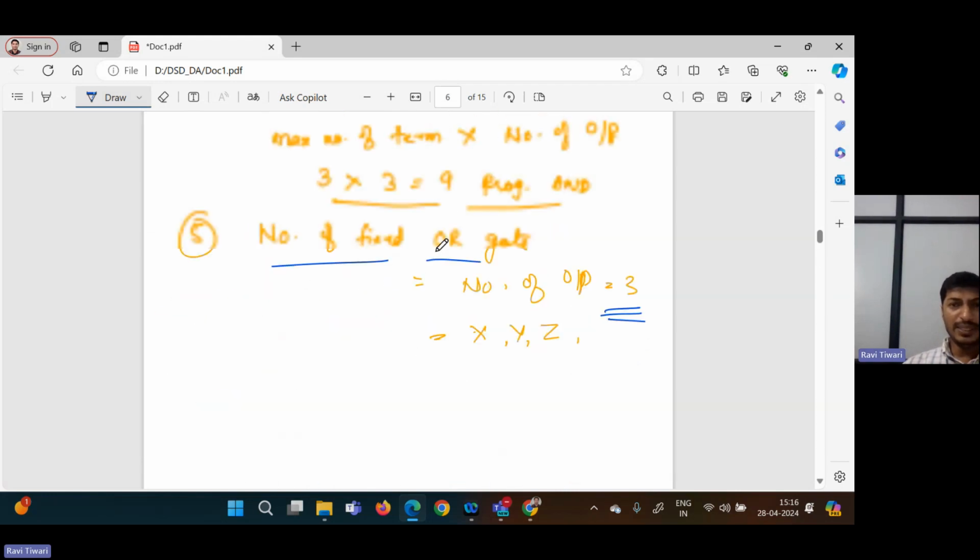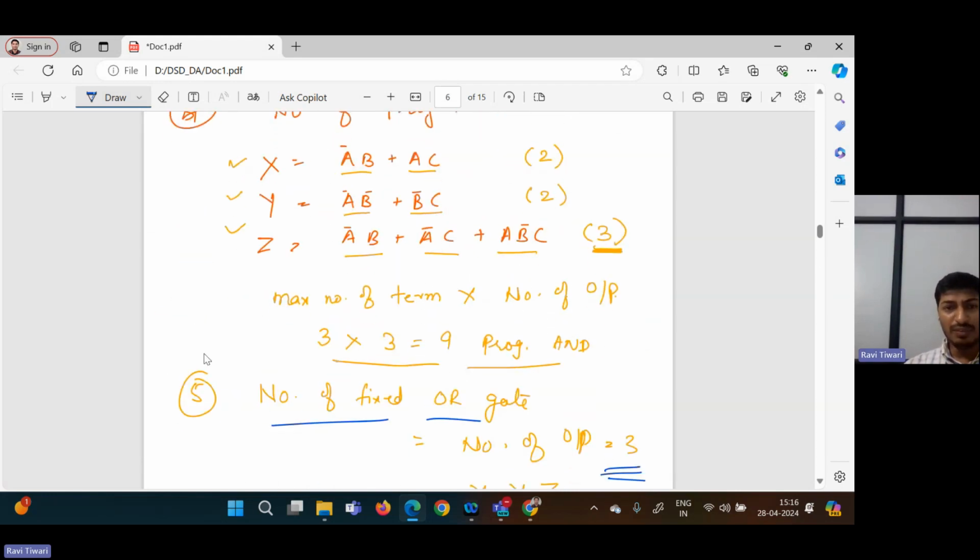Now the important point: as we were having the maximum number of terms equal to 3, three AND gates are dedicated for every output. Okay, three gates are dedicated. 3 gates are dedicated for X. 3 gates will be dedicated for Y. 3 AND gates are dedicated for Z also.